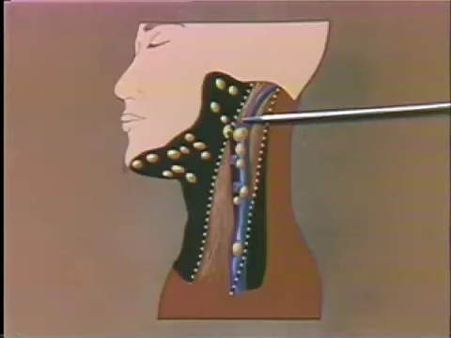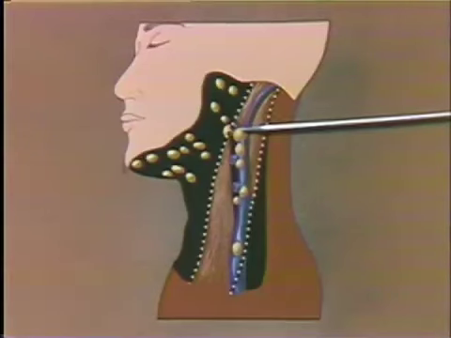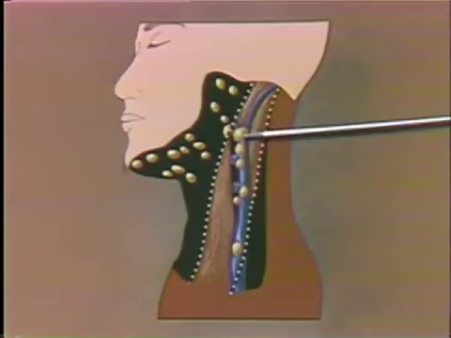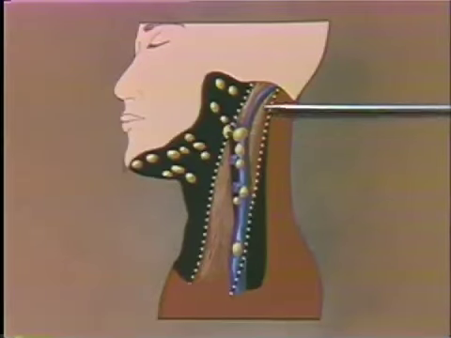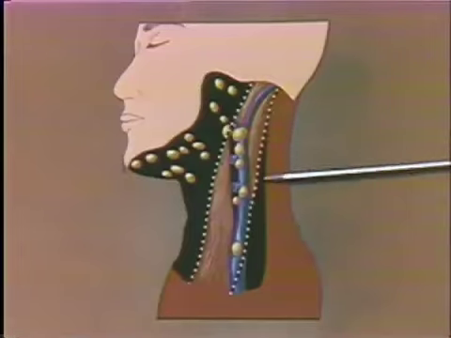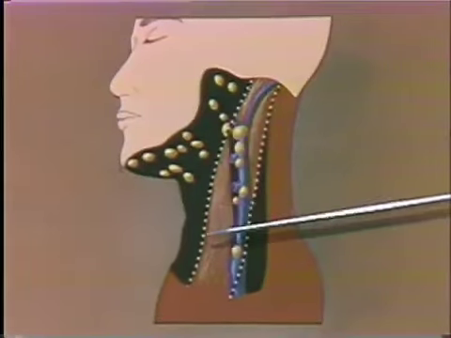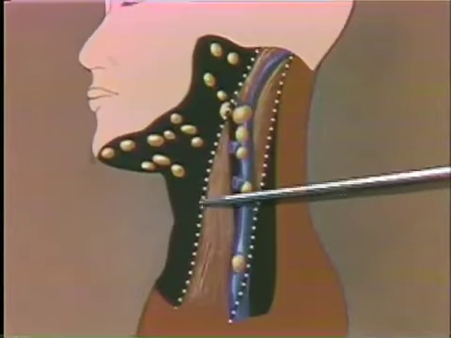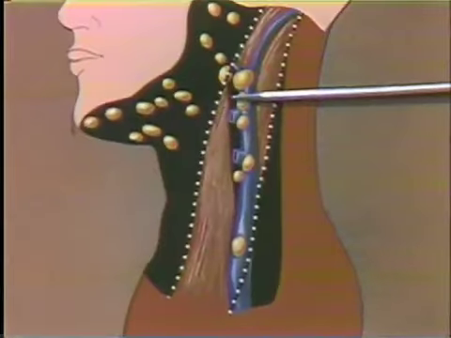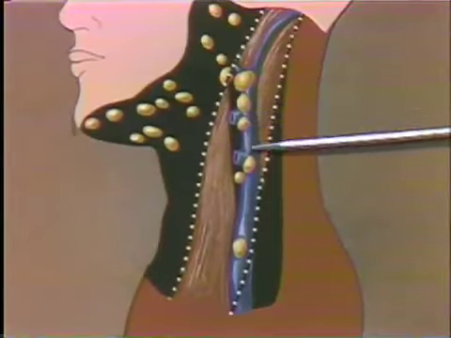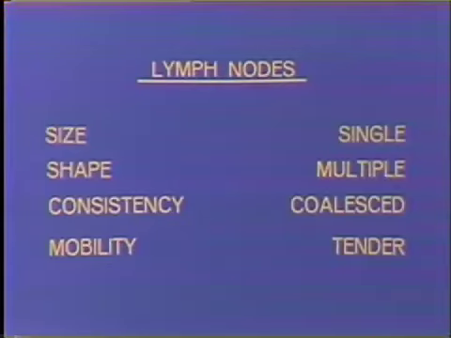Going down into the neck area below, or under, the sternocleidomastoid muscle, which you see outlined by the dotted lines, are the deep cervical nodes or the jugular chain. During the examination for lymph nodes, certain criteria should be kept in mind.